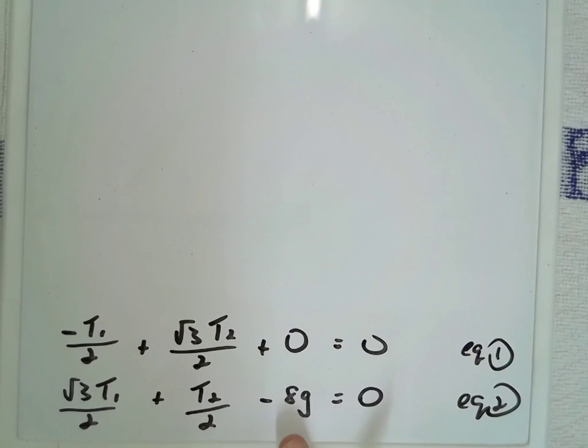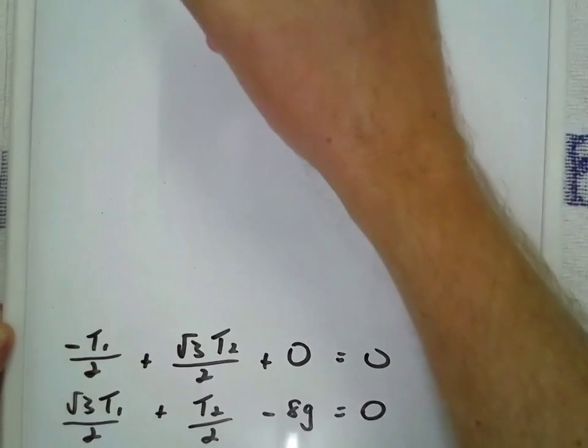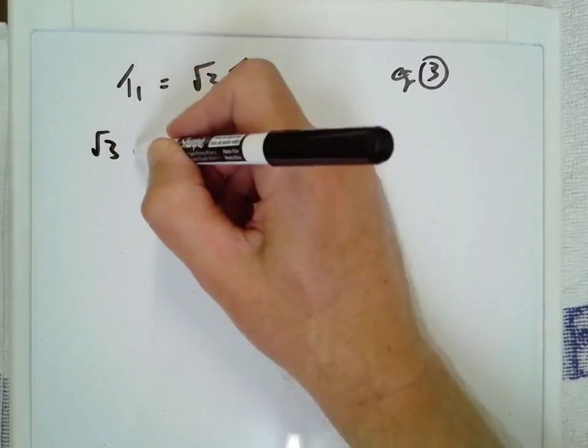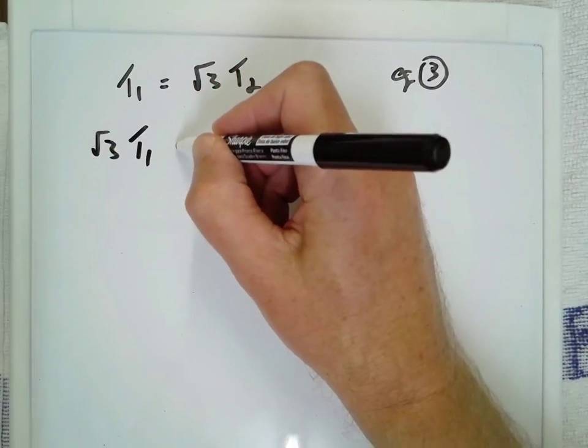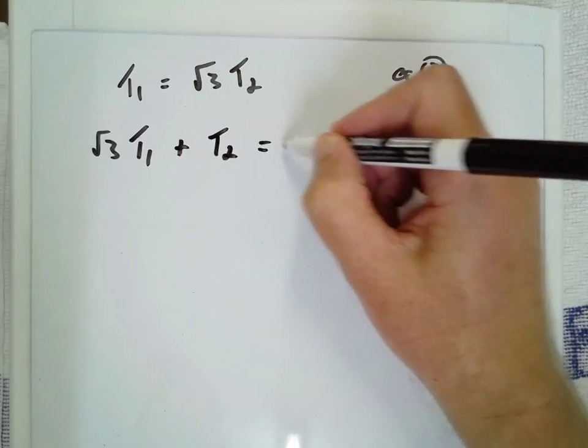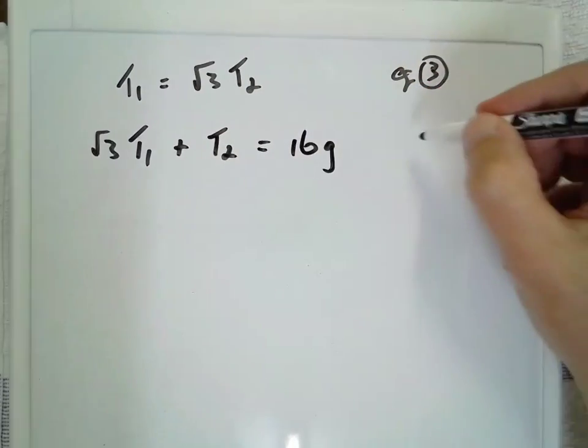Now I'm going to get this 8g. Oh look, it doesn't really matter. I could get 8g to the other side, it doesn't really matter. But what I might do is just get rid of this 2. So I'm going to go root 3 T1 plus T2 equals 16g.